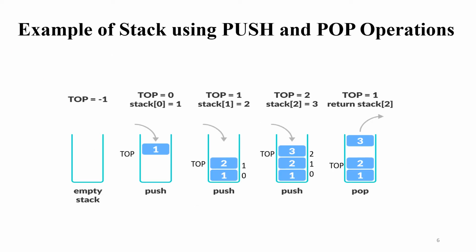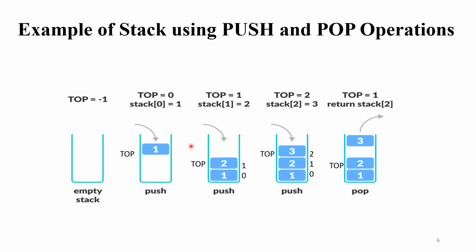Example of stack using push and pop operations. We see here how to insert and delete some data using push and pop operations, and how to increment and decrement top. So see here, first the stack is created and the stack is empty. That's why our top is equal to -1. When we insert one element, then our top points to the 0th location.